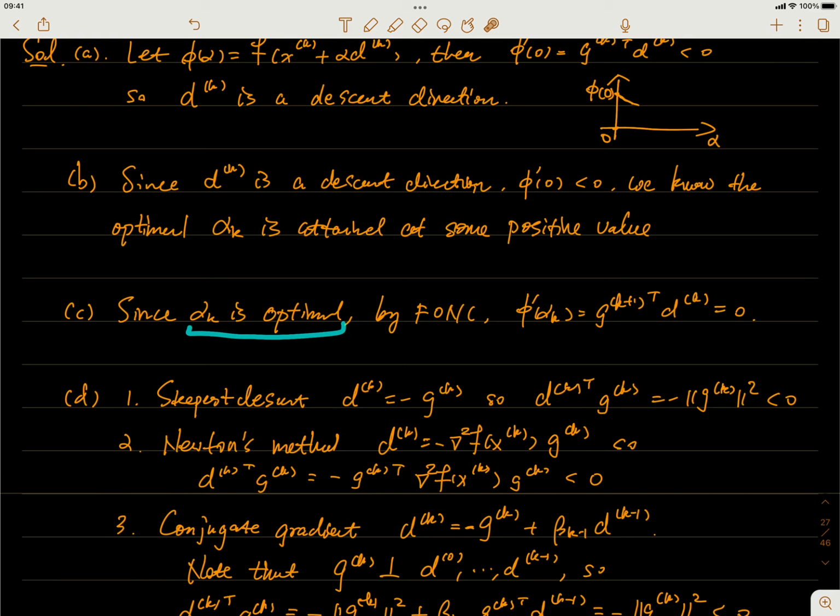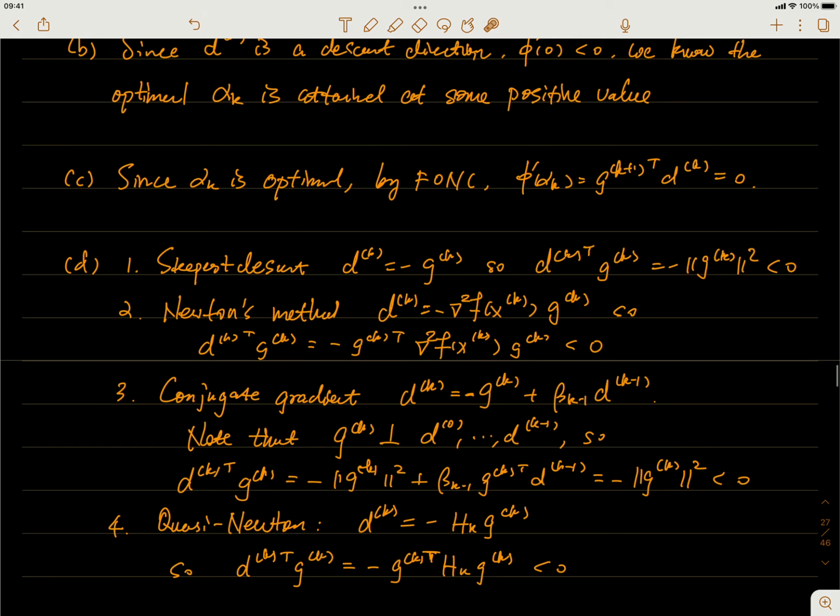The alpha k is optimal. So if we choose alpha k to minimize the line search function, that means if we have a function like that, and we find the minimizer here, which is alpha k, then the derivative of phi at alpha k must be equal to 0. So in that case, phi prime at this optimal alpha k, we can easily see that it's just this. And since alpha k is optimal, by the first order necessary condition, we know this must be equal to 0. So these two together imply that the inner product of these two vectors must be 0.